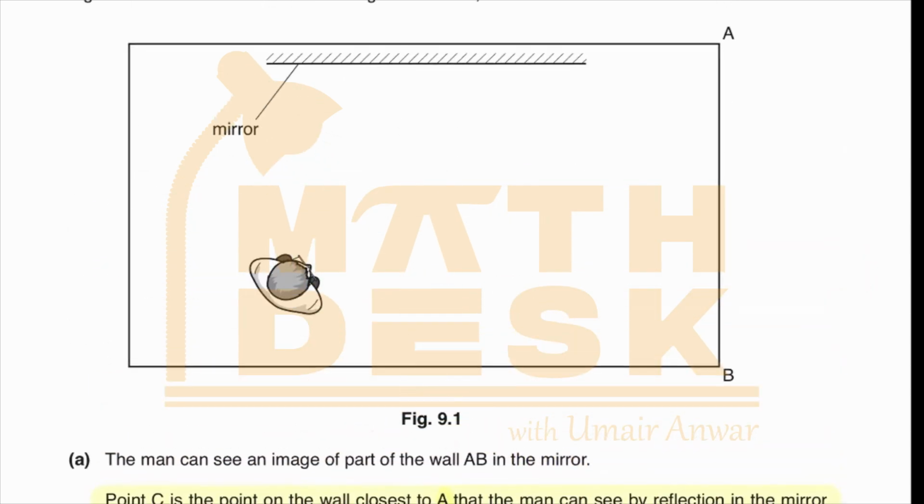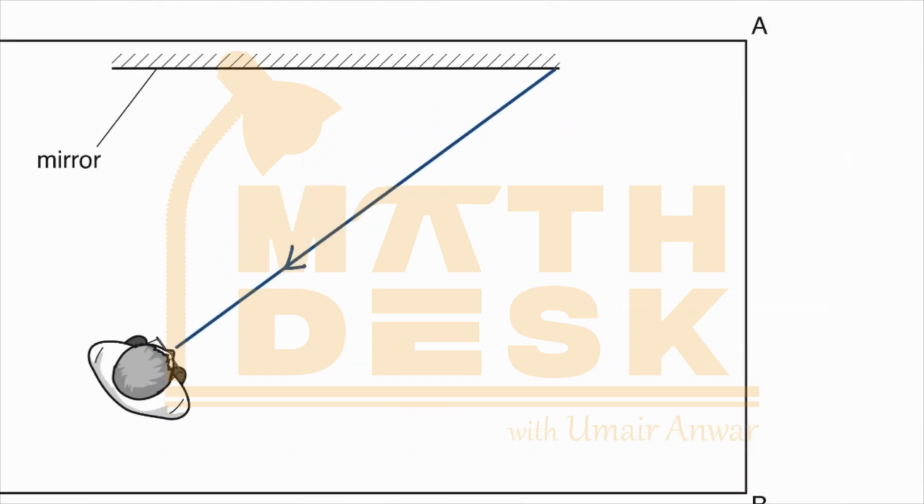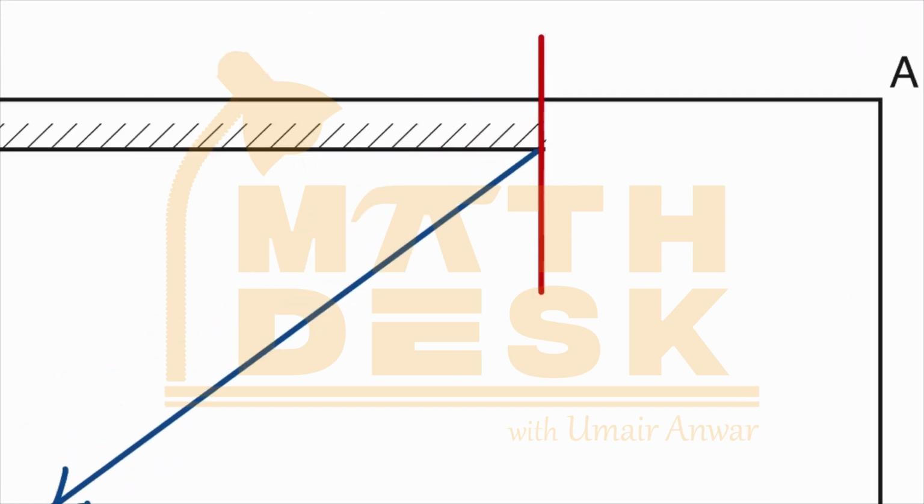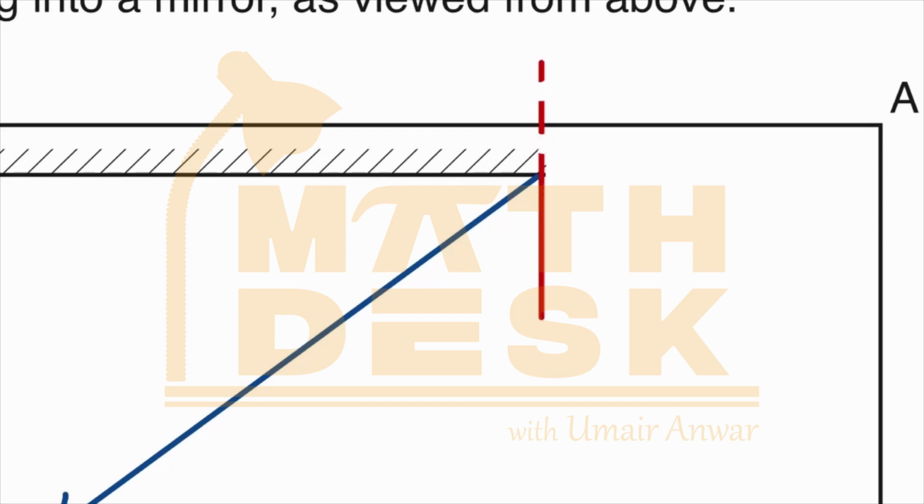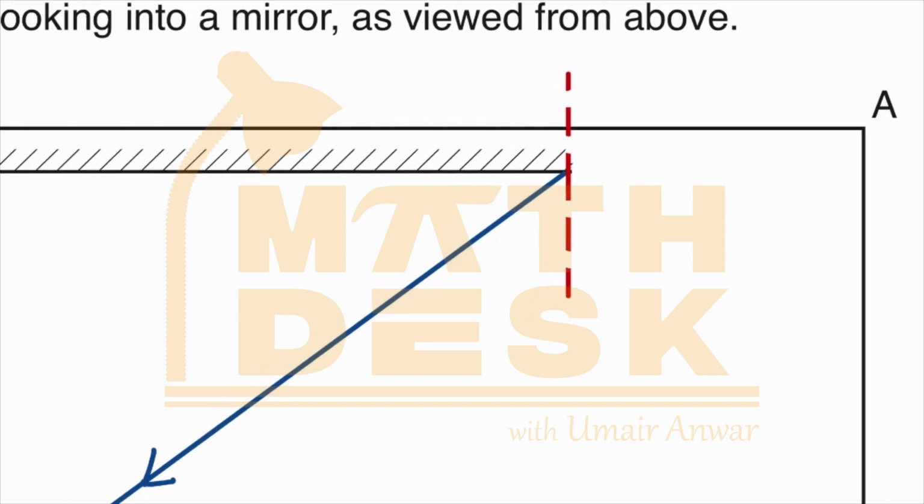So first, I'm drawing a ray from the man's eye to the extreme right corner of this mirror, because this would be the ray which would be entering the man's eye from the point where the ray is coming from. Secondly, I have to draw a normal here. A normal is the line which is perpendicular to the surface of the mirror at the point of incidence, and this is the line which is used to draw the angle of incidence and similarly the angle of reflection.